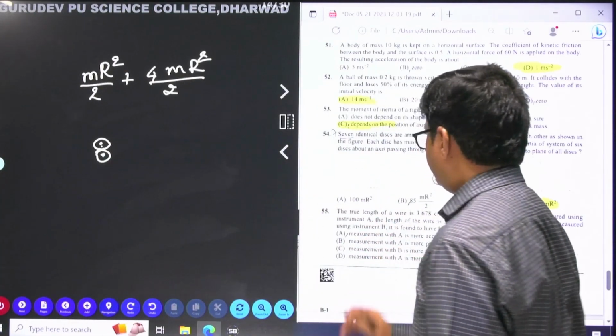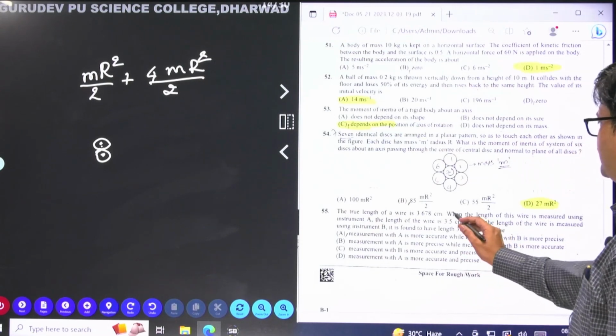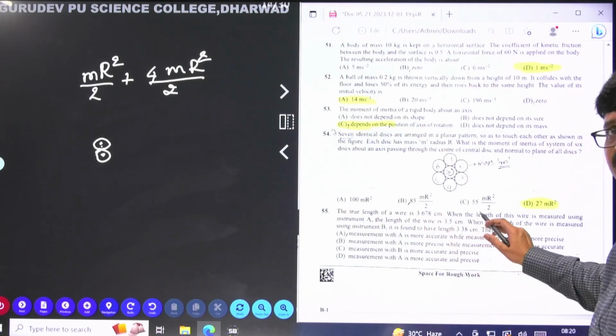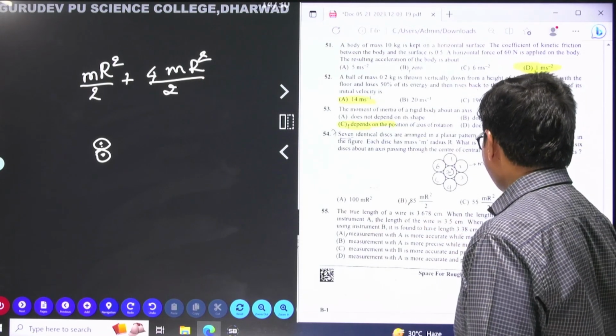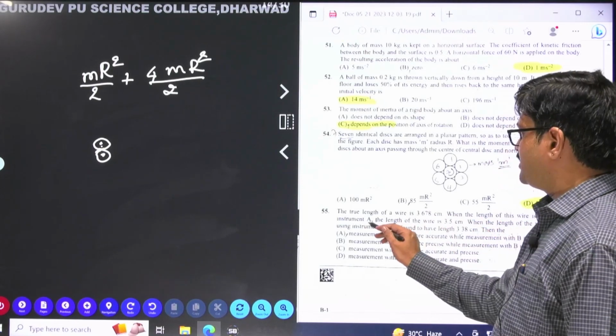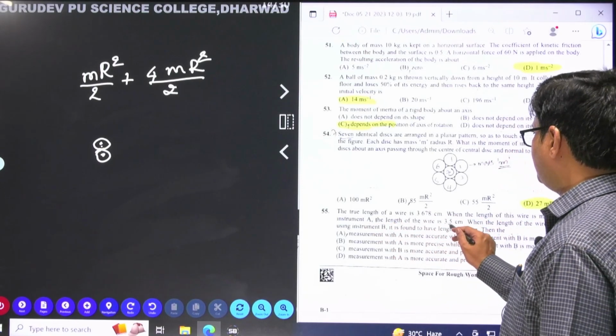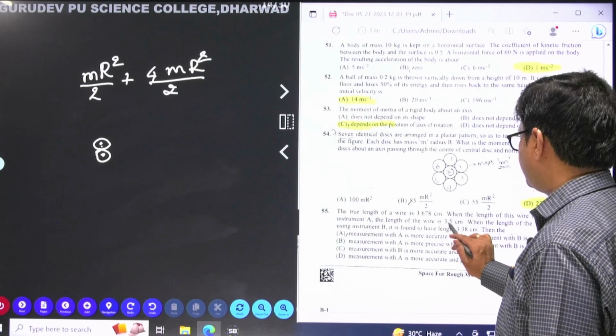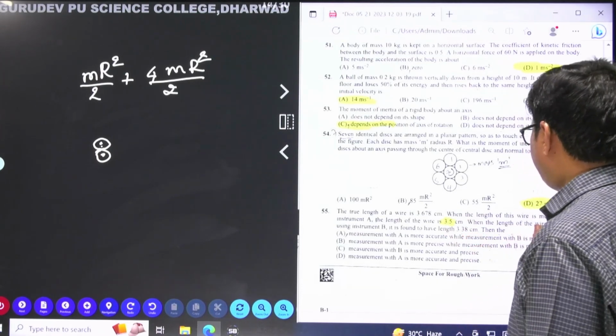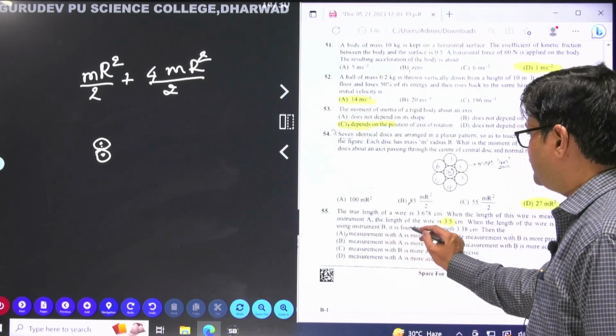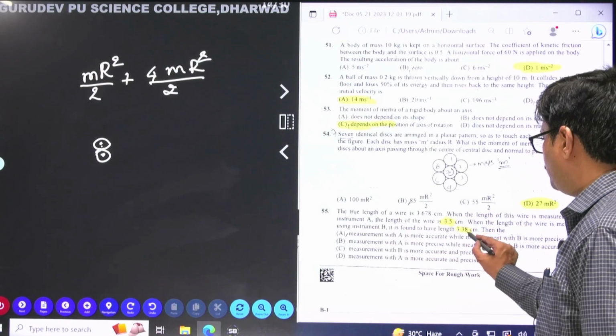Okay, 55th question. True length of wire is 3.678 centimeter. Okay, and the length of this wire is measured using instrument A. The length of wire is 3.5 centimeter. Okay, when the length of the wire is measured using instrument B, it is found to have a length of 3.38.